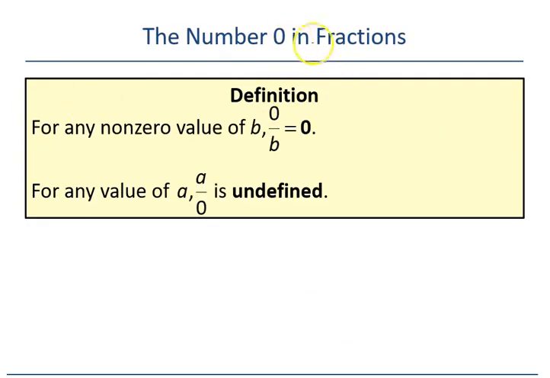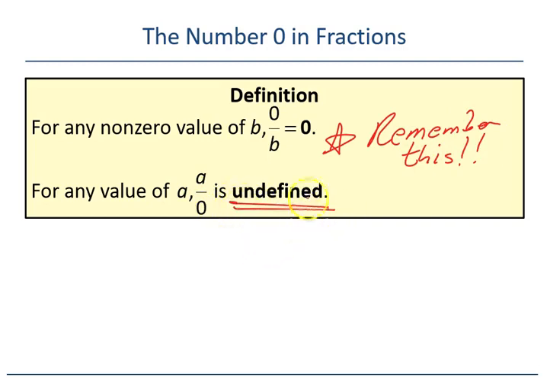The number 0 in fractions. For any non-zero value of b, 0 divided by b is equal to 0. For any value of a, a divided by 0 is undefined. Okay, remember this, because if I ever say to you 5 divided by 0 is what, and you say 0, I'm going to say no, it's undefined. But if I say 0 divided by 5, then you're allowed to give 0, because 0 is a number. It is defined.